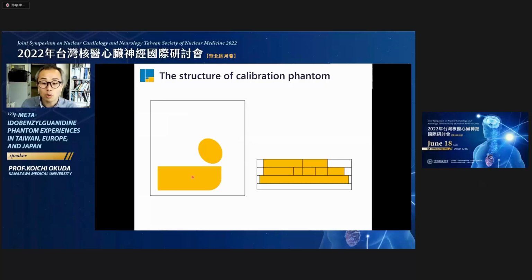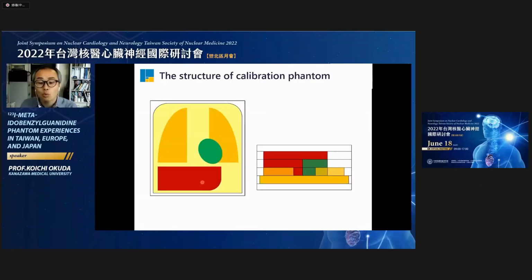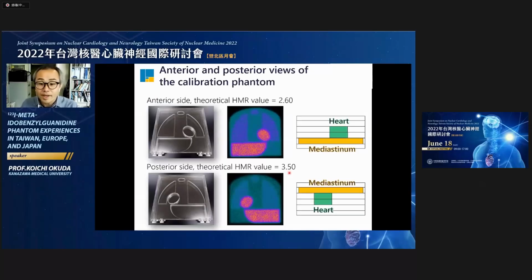The third layer shows cardiac and hepatic activities. And the fourth layer shows hepatic activity only. Finally, we can evaluate different activities in each organ to modify the thicknesses of these layers. We can simultaneously prepare anterior and posterior views of the phantom images, then get two HMR values from one phantom.